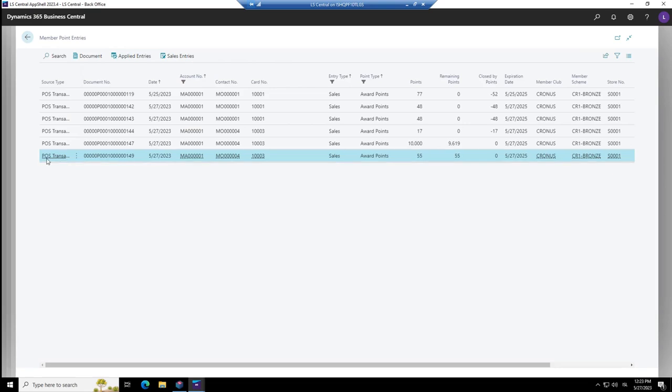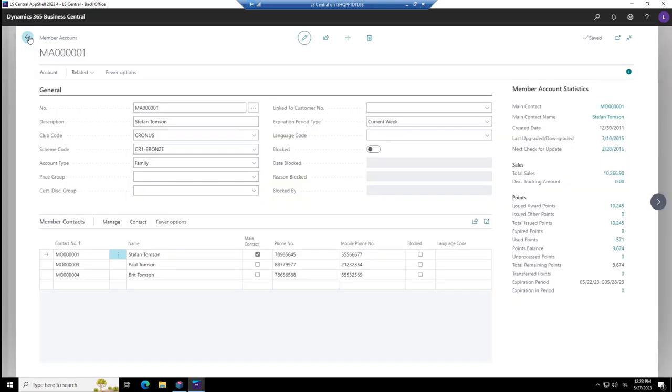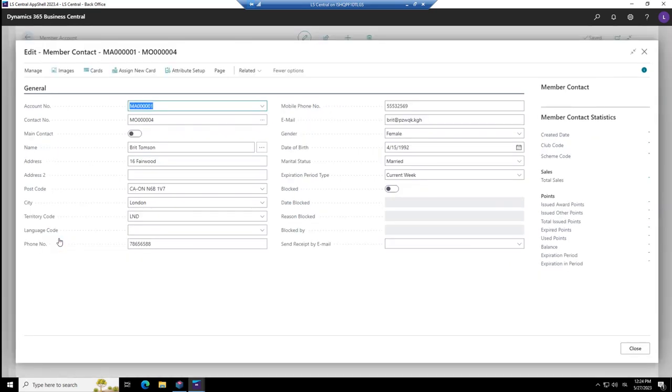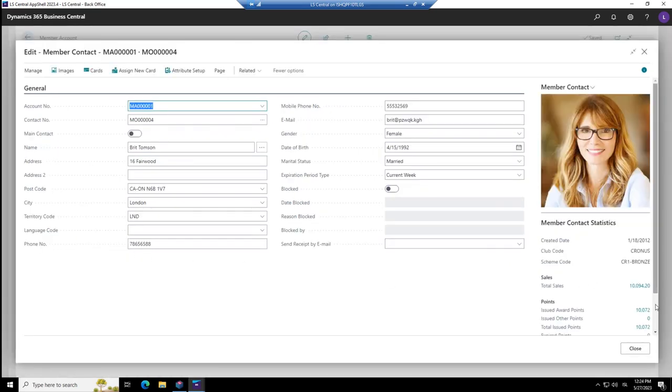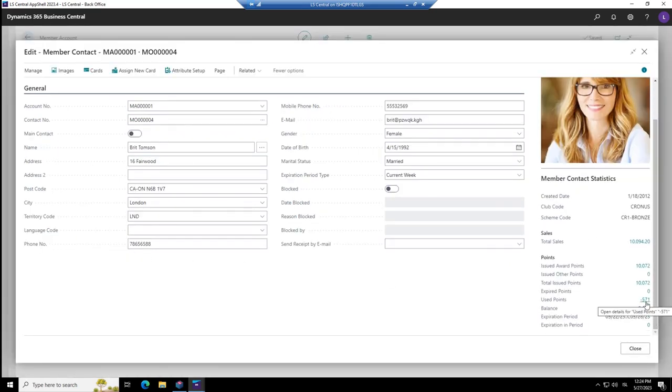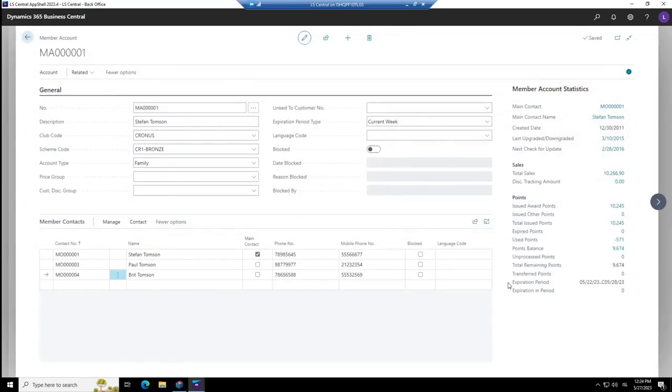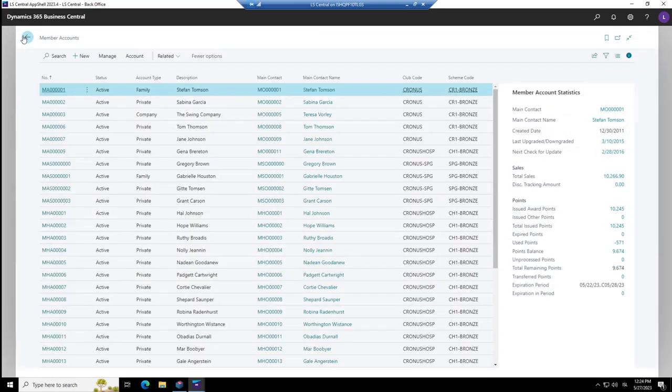And you see that each and every transaction is with a document number, that's the receipt number, date, who it belongs to, etc. Now we were looking at these things on member account level. Can we do it as well for Britt Thompson, the contact? Let's go into the contact card. Oh yes, we have the same information here. So we can always go in and look at it. Used points, total issued points, etc. Same way. And this was for member account, member contact.